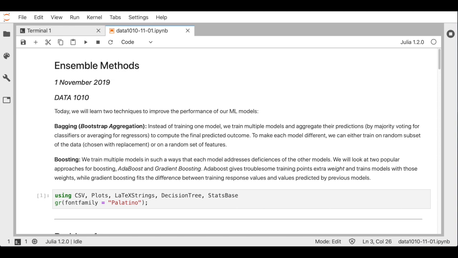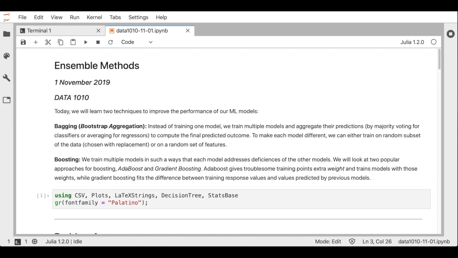Then we can combine the outputs of those models by averaging for a regression problem or by taking plurality vote for a classification problem. A little more sophisticated method is called boosting. The general idea of boosting is to train a model, then take note of the deficiencies of that model, and train another model that's meant to address that.